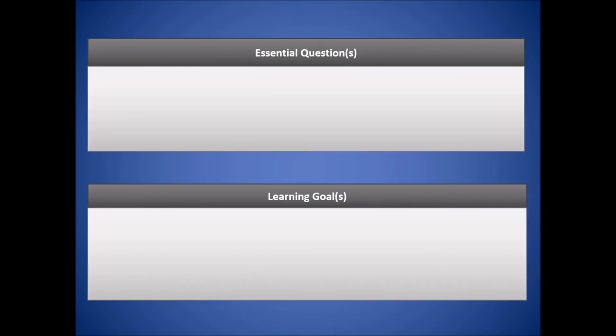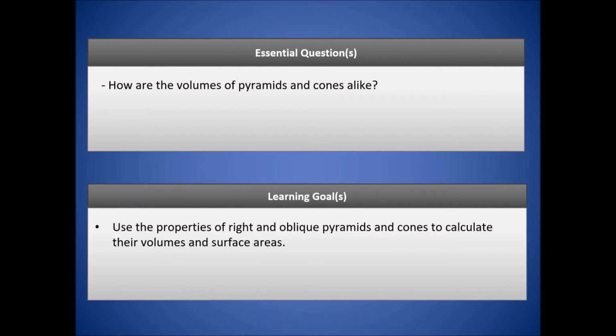So our essential question for today is, how are the volumes of pyramids and cones alike? And our goal is to use the properties of right and oblique pyramids and cones to calculate their volumes and surface areas. Finally, we're going to look at volumes, but we're also going to take a look at surface areas. So we'll add that question there as well. How can the surface area of a pyramid or cone be calculated?